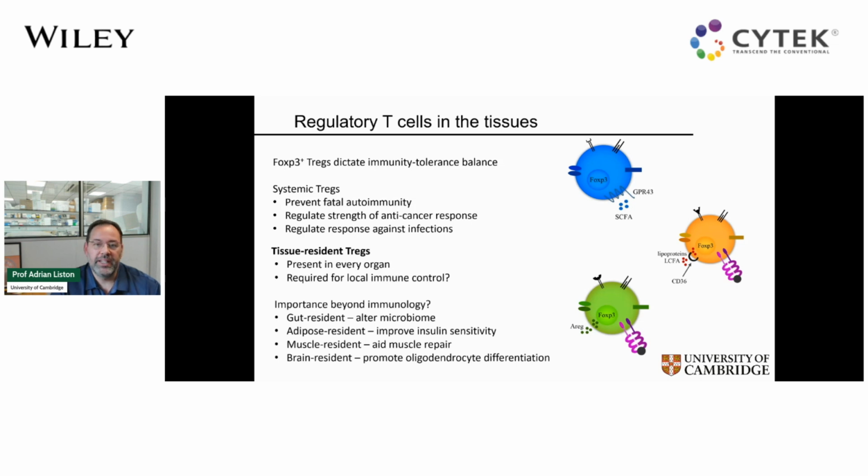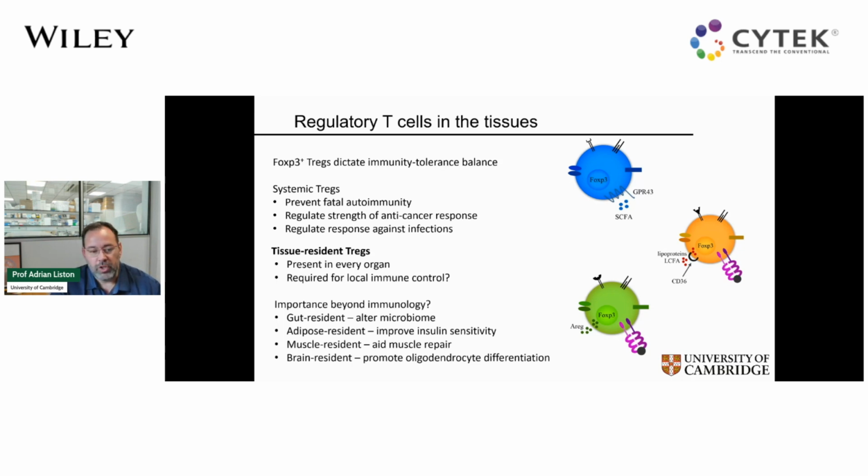However, there is a growing appreciation that there's also a population of regulatory T cells that are present inside essentially every organ. It's thought that they are required for local immune control inside these organs, although that's not always quite clear, and a lot of the reaction inside the organ may actually be controlled from the draining lymph node rather than from the organ inside.